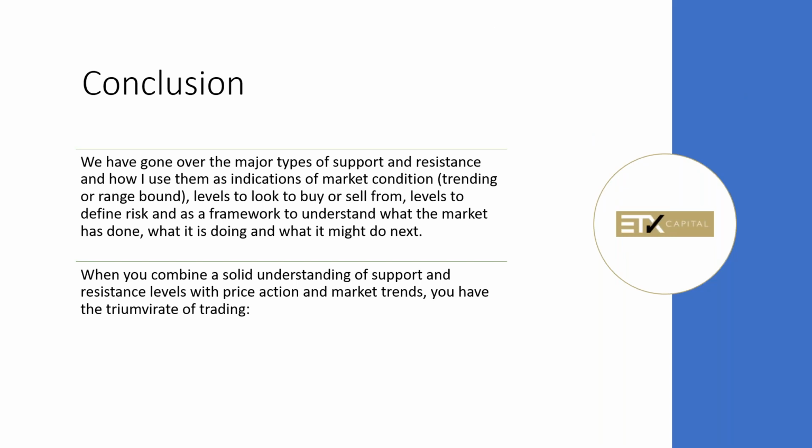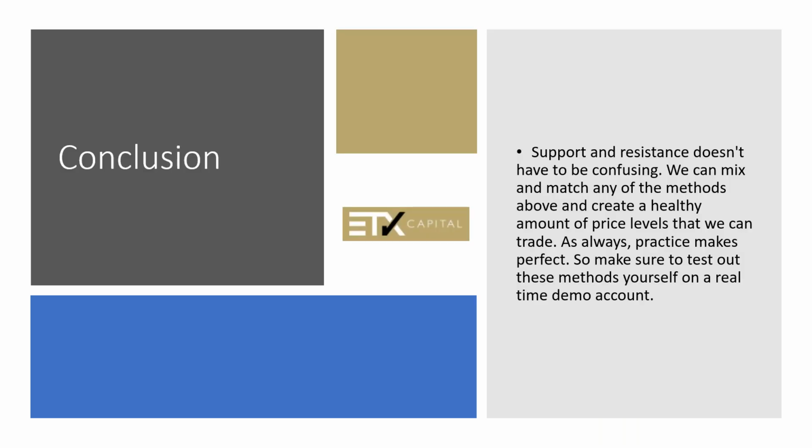Now, we've gone over major support and resistance and how I use them as indications of market conditions, levels to look for to buy or sell, levels to define risk, and a framework to understand what the market has done, what it is doing, and what it might do next. When you combine a solid understanding of support and resistance with price action and market trends, you have a triumvirate of trading. Support and resistance doesn't have to be confusing. We can mix and match all the methods above and create a healthy amount of price levels that we can trade. As always, practice makes perfect.